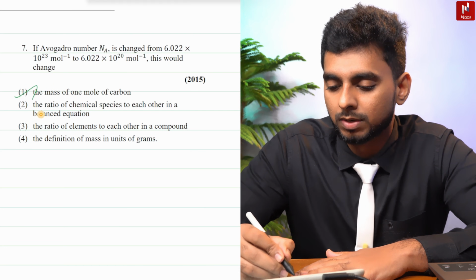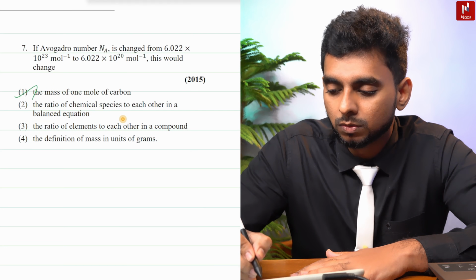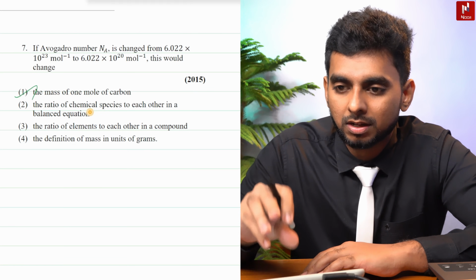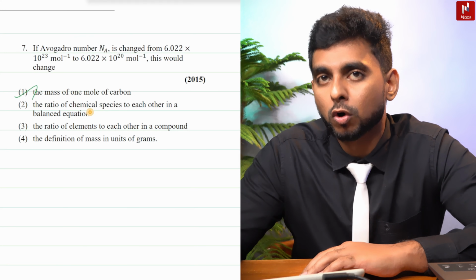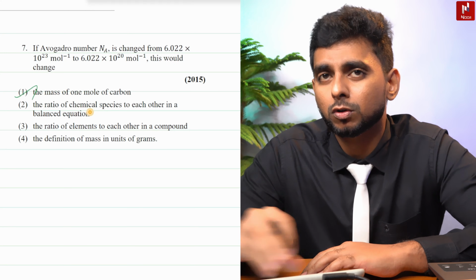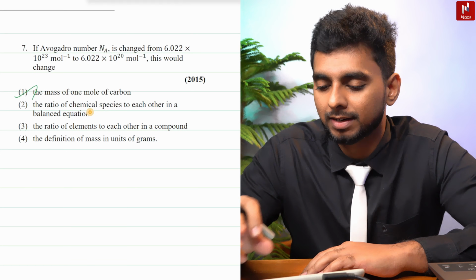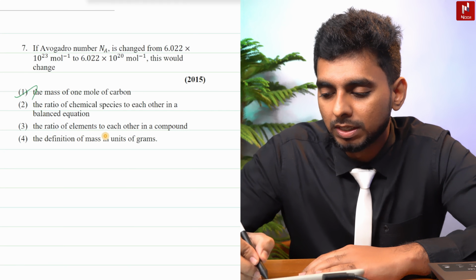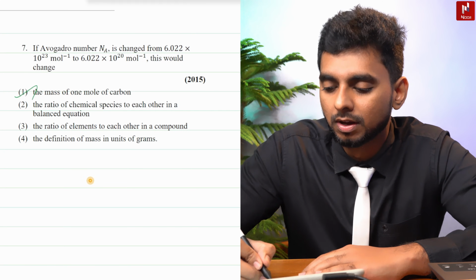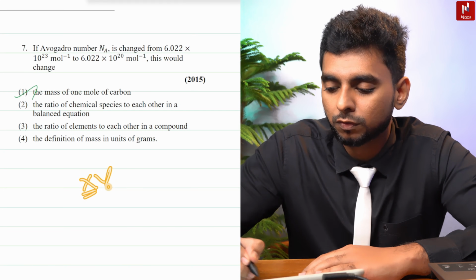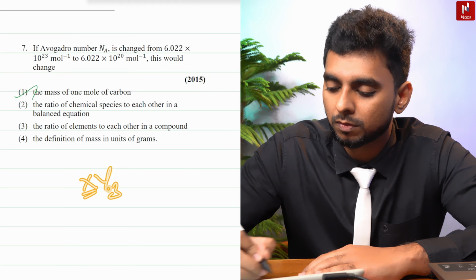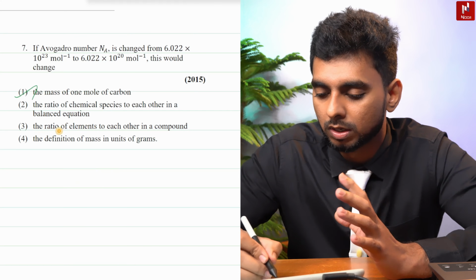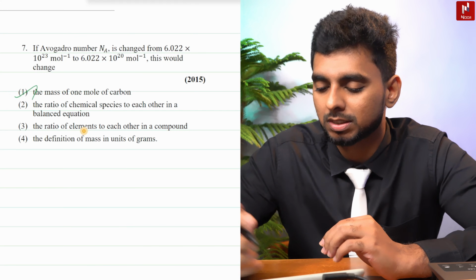So here the next one is the ratio of chemical species to each other in a balanced equation. That's not going to change, because whatever moles you have taken on the left hand side in the reactant has to match with the product side, right? If it is 2 moles, then obviously to complete that reaction 2 moles should be needed, right? So the count is not going to change, stoichiometry is not going to change. Then the ratio of elements to each other in a compound, that's not going to change. If I need 1 mole of X, and it is going to combine with 3 moles of Y, then obviously this 1 mole will combine with 3 parts of Y. That too will not change because that is how the compound is formed.